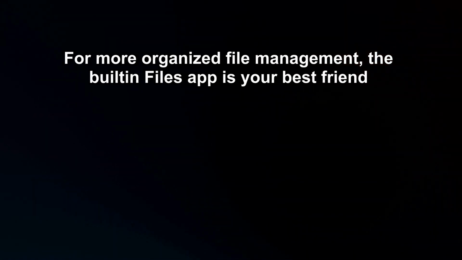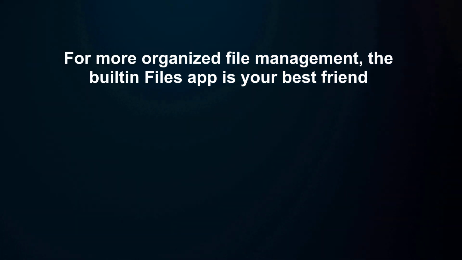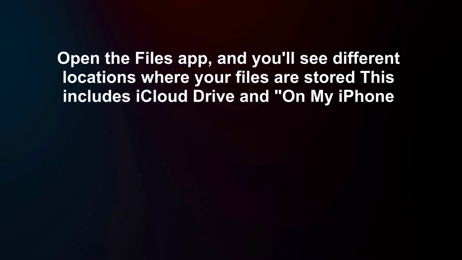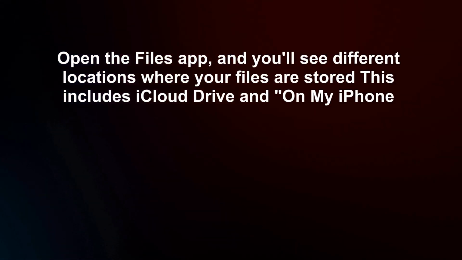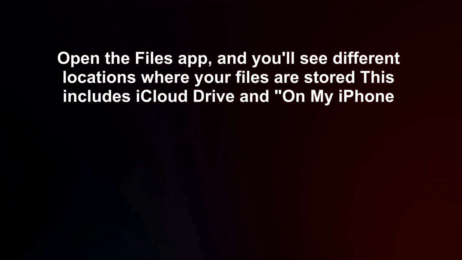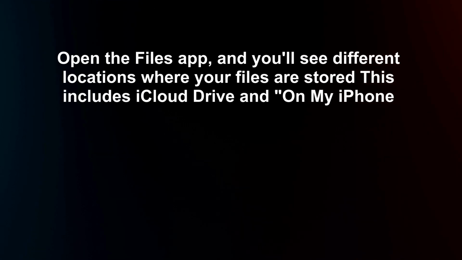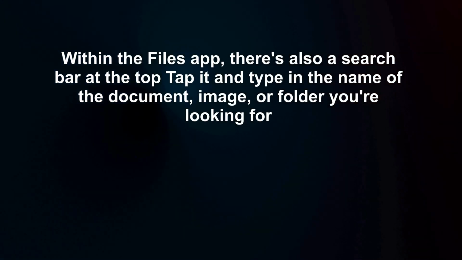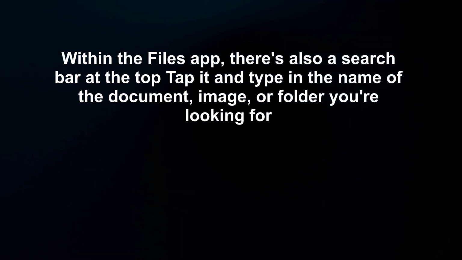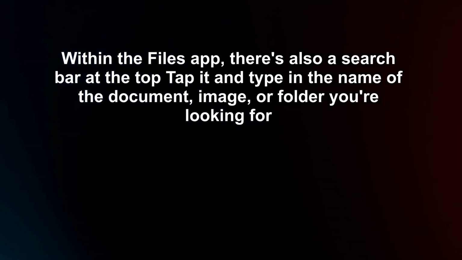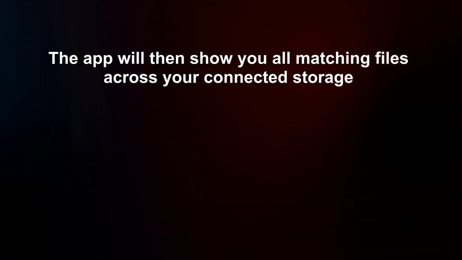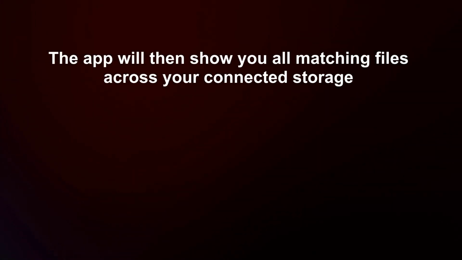For more organized file management, the built-in Files app is your best friend. Open the Files app, and you'll see different locations where your files are stored. This includes a cloud drive and on my iPhone. Within the Files app, there's also a search bar at the top. Tap it and type in the name of the document, image, or folder you're looking for. The app will then show you all matching files across your connected storage.